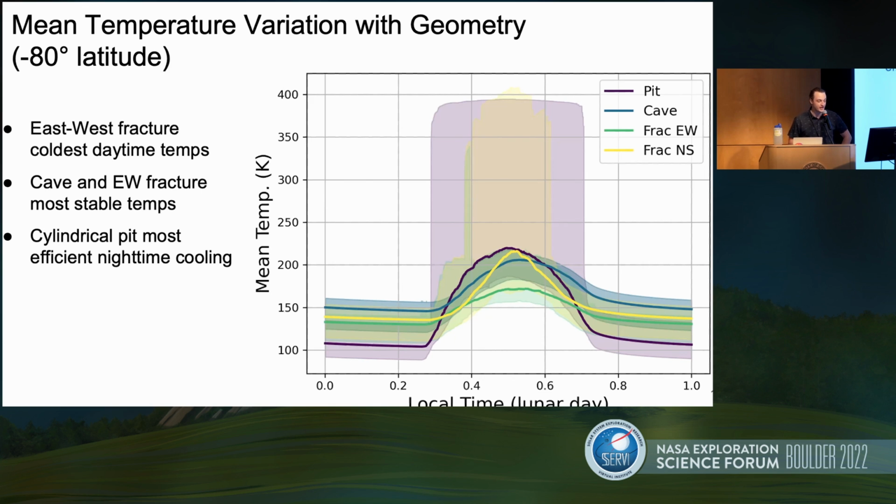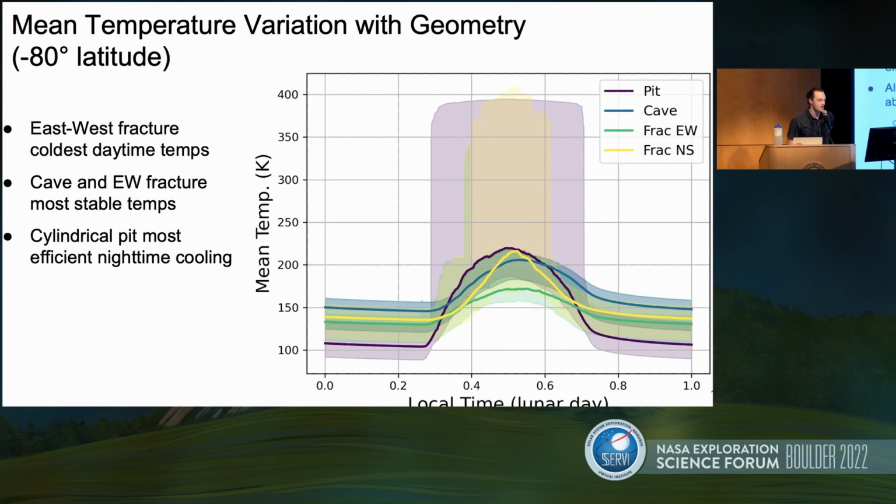And the cylindrical pit ends up having the most efficient nighttime cooling, and it also gets the hottest during the day. The reason it's able to cool so efficiently at night is because a lot of the facets in the cylindrical pit see more of the sky and therefore can radiate energy away and cool off. The same can't be said for the cave, and it can be said less so for the east-west fracture, this narrow feature.